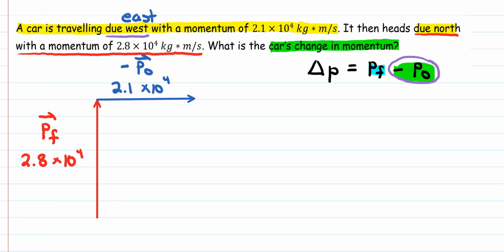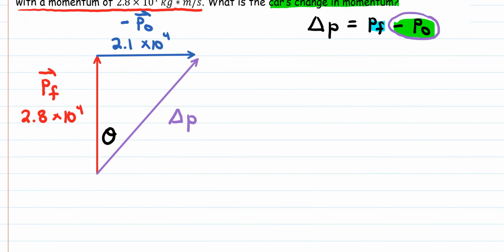And then if I create a resultant vector by connecting the vectors from head to tail, my resultant vector will be right here in purple. And that right there is my change in momentum, right? So I need to find the magnitude right there of the change in momentum, and I also need to find the direction right here, because a change in momentum is a vector quantity. Okay, so let's go ahead and find out what delta P is, the magnitude of that, and then we can find the direction right after.